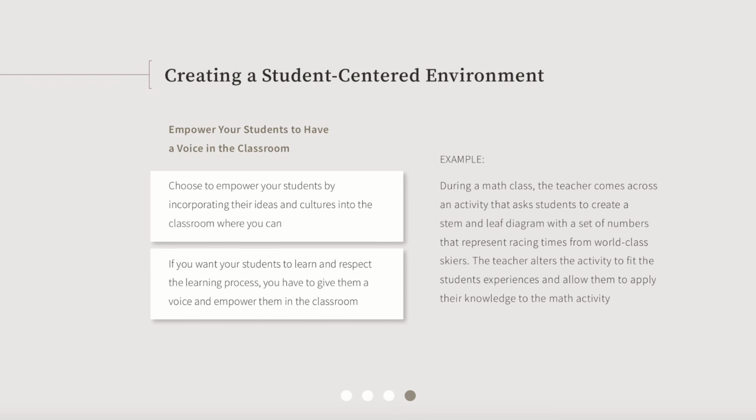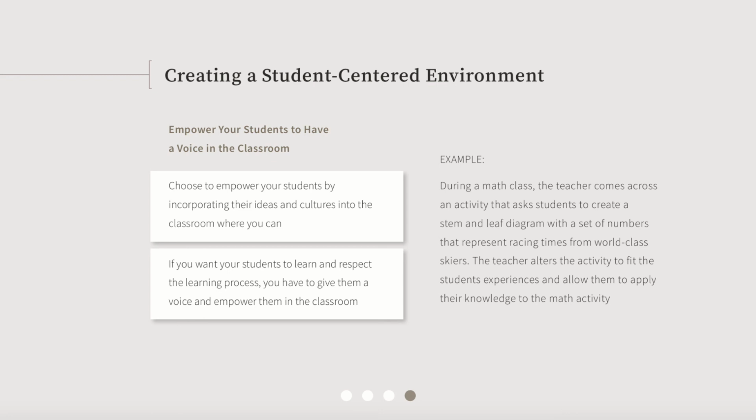Empower your students to have a voice in the classroom. The internet has provided a voice for everyone, regardless of their age, education level, or socioeconomic status. Today's students do not think in hierarchical terms. One person is not above another. Your students will probably not respect you simply because you are their teacher. They will respect you because you respect them. If you want your students to learn and respect the learning process, you have to give them a voice and empower them in the classroom.